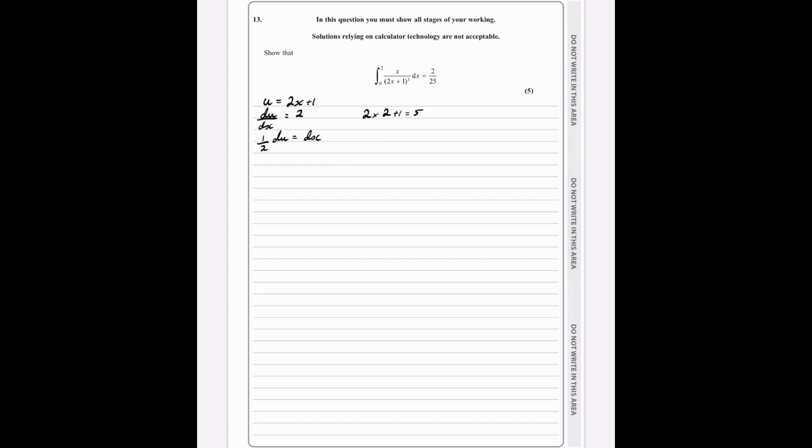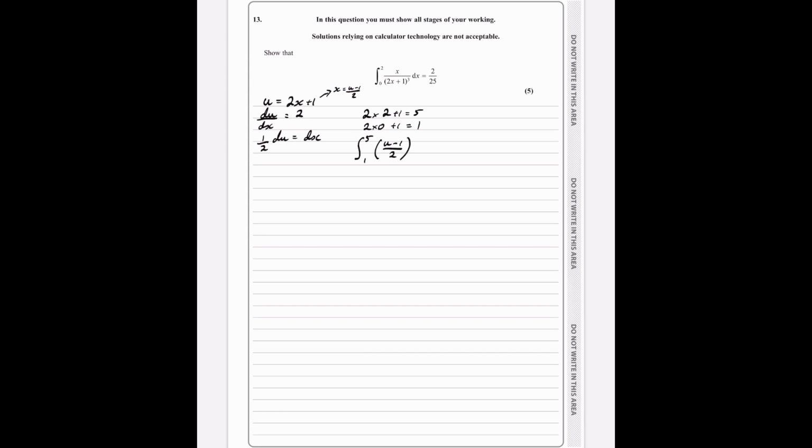Then plugging the boundaries into the substitution. So when we plug 2 in, we get 5 out. When we plug 0 in, we get 1 out. So we're now going to be integrating between 1 and 5 rather than 0 and 2. We're going to do a little rearrangement of the substitution just to deal with the x at the top. So making x the subject, we'll get u minus 1 over 2. And I can rewrite that x then as u minus 1 over 2 in the integral.